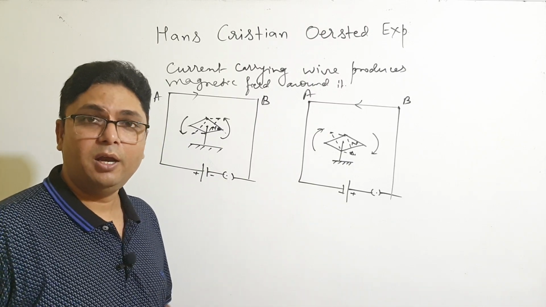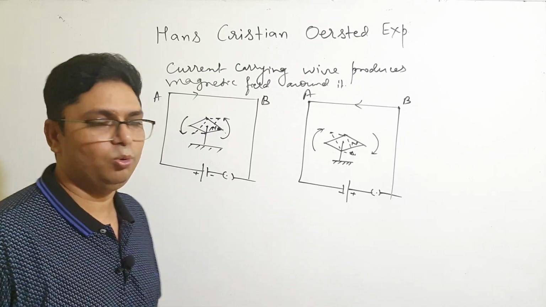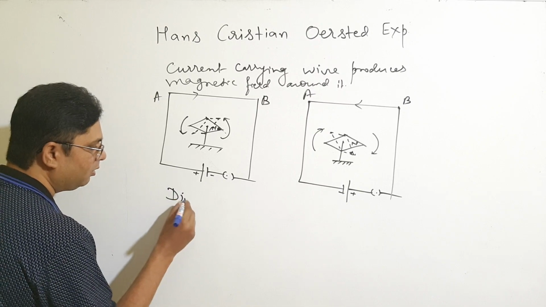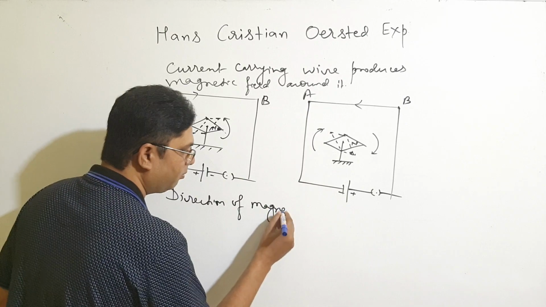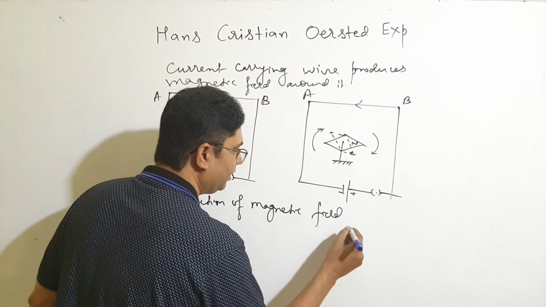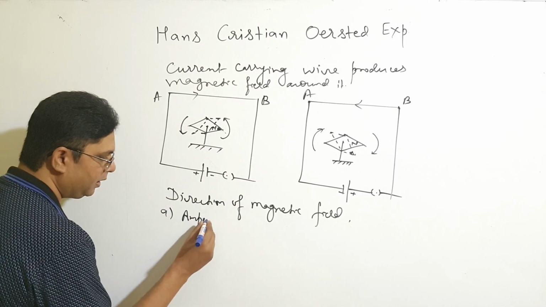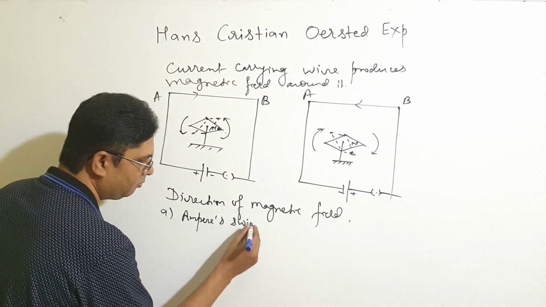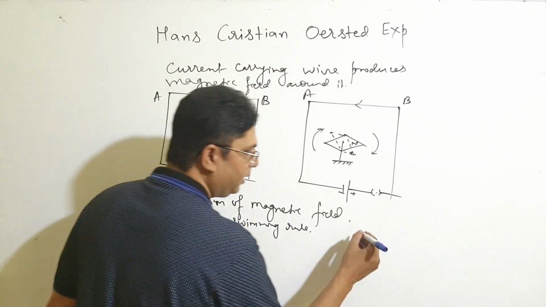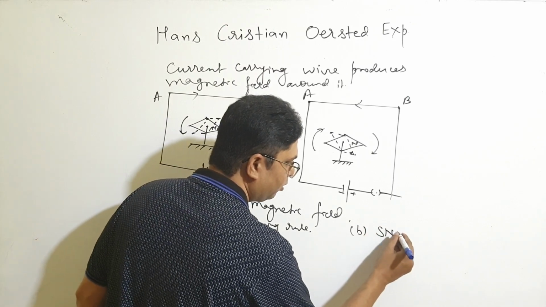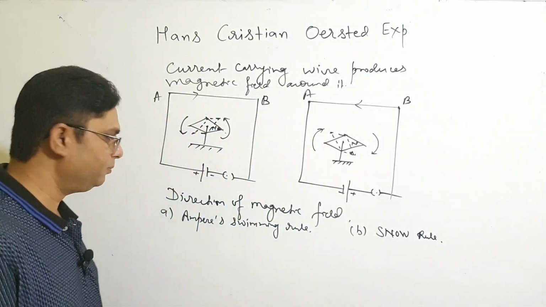of the magnetic field? The direction of the magnetic field is given by Ampere's swimming rule and Snow rule. So when you talk about the direction of the magnetic field, then it is given by number A, Ampere's swimming rule, and number B, Snow rule. Let us understand these rules one by one.